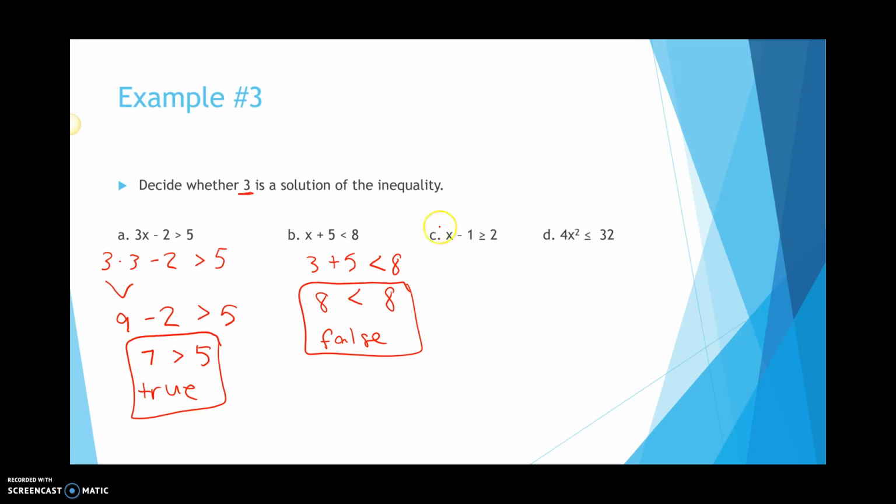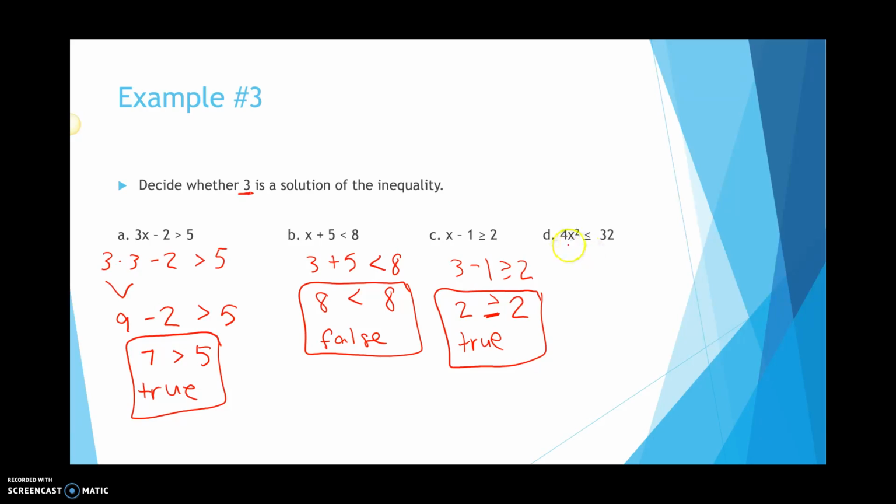For C, let's plug in 3 for x here. So 3 minus 1, is that greater than or equal to 2? Well, 3 minus 1 is 2. 2 is equal to 2, but what we have here is 2 is greater than or equal to 2. So yes, 2 is greater than or equal to 2. So we would say this is a true situation right here.